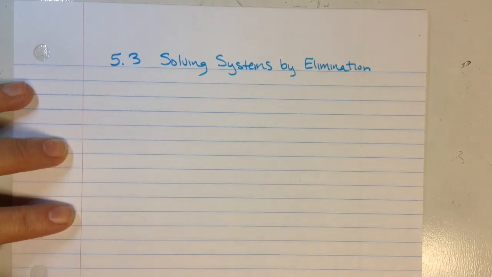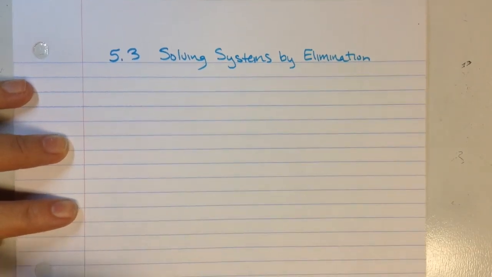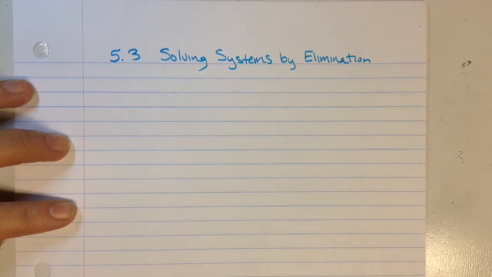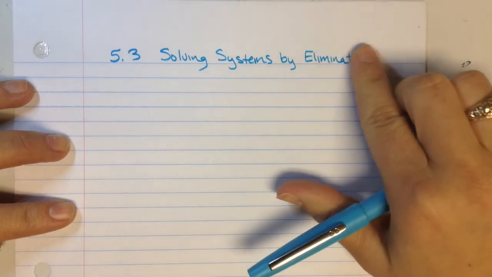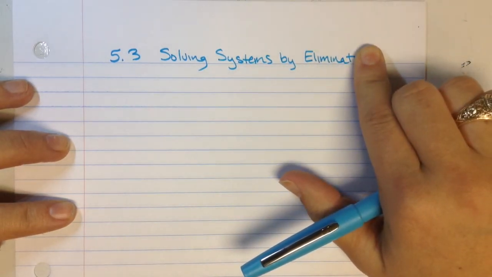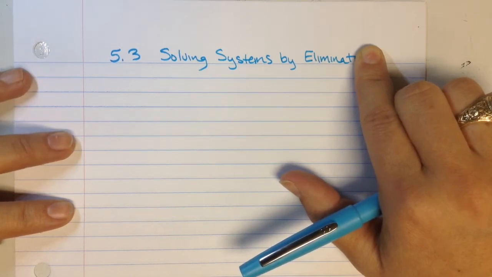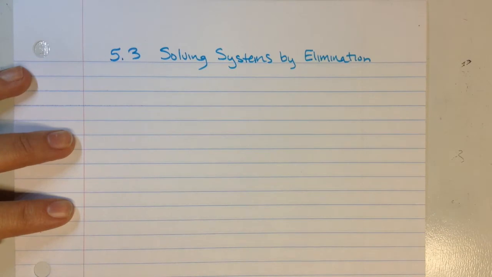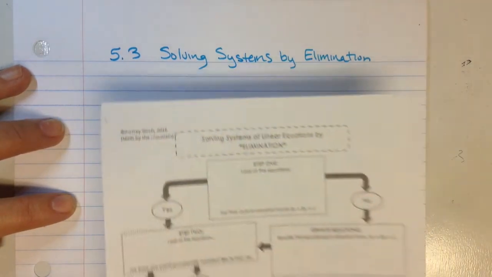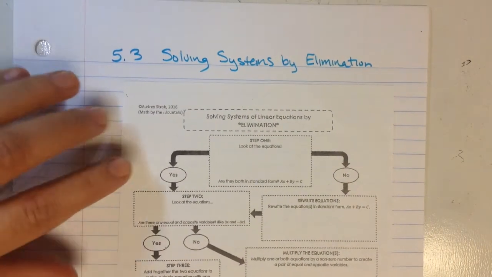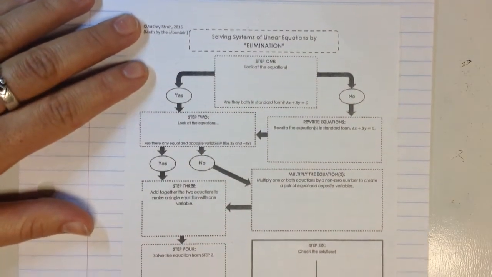The second section today, section 5.3, is learning the last way to solve systems of equations, which is solving these systems by elimination. Just like substitution, if we look at the beginning of the word elimination, it has the word eliminate in it, which means cancel out. So we will be canceling out terms to solve these equations. We have one more flow chart to help us work our way through these situations.